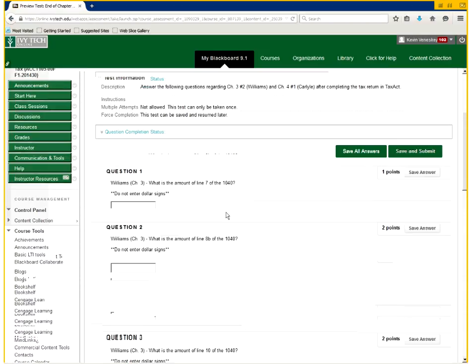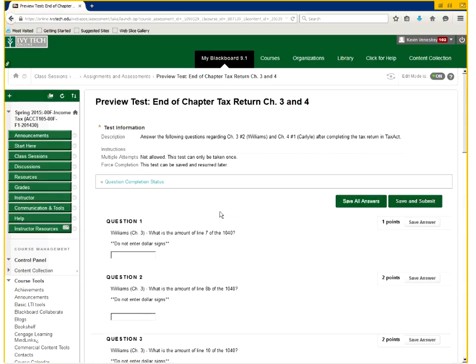So those are the 2 new things this time that I wanted to make you aware of: the tax return, how to submit your answers, and then the shoebox questions, actually just submitting your return.